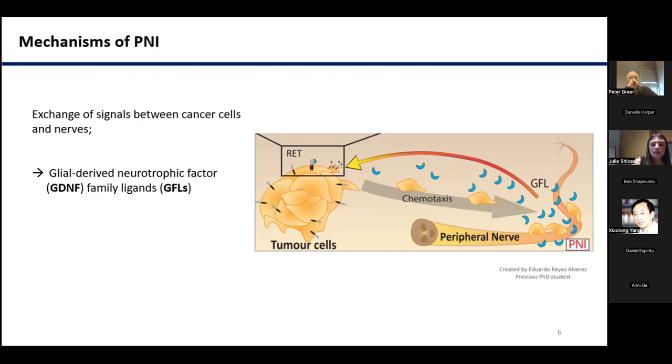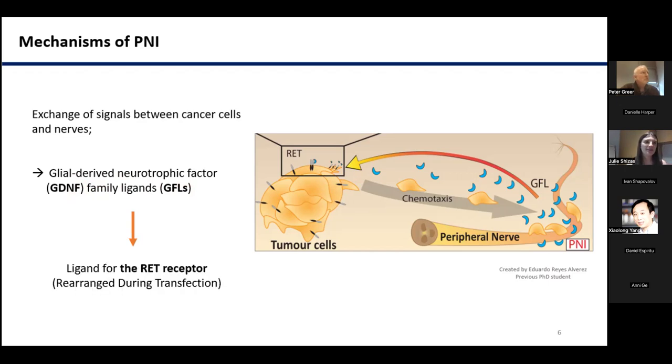So as I said, it's a complex interaction between tumor cells and nerves where several chemoattractants are actually secreted out into the tumor microenvironment. Some of these are neurotrophic factors, and relevant to my project is glial-derived neurotrophic factor, or GDNF, or other GDNF-like family ligands. And it just so happens that GDNF and other GFLs are the ligand for the RET receptor, which is the main receptor that our lab studies in terms of cancer.